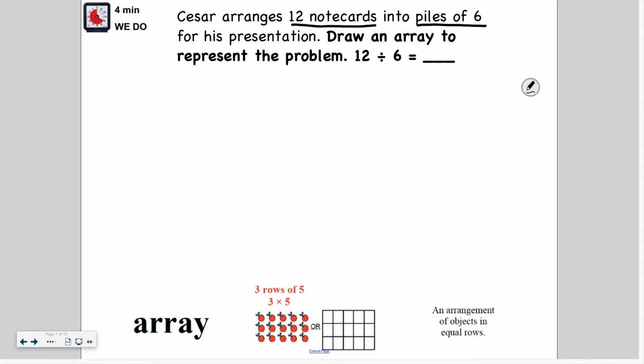Right. Well, I hope you said the size of the group. That's how many he's going to have in each group. It says piles of 6. If you think of a pile, let's say you're separating candy and you make piles of candy, each pile is a separate group. And he's making piles of 6. So I know the size of the group. I know there's going to be 6 in each group.